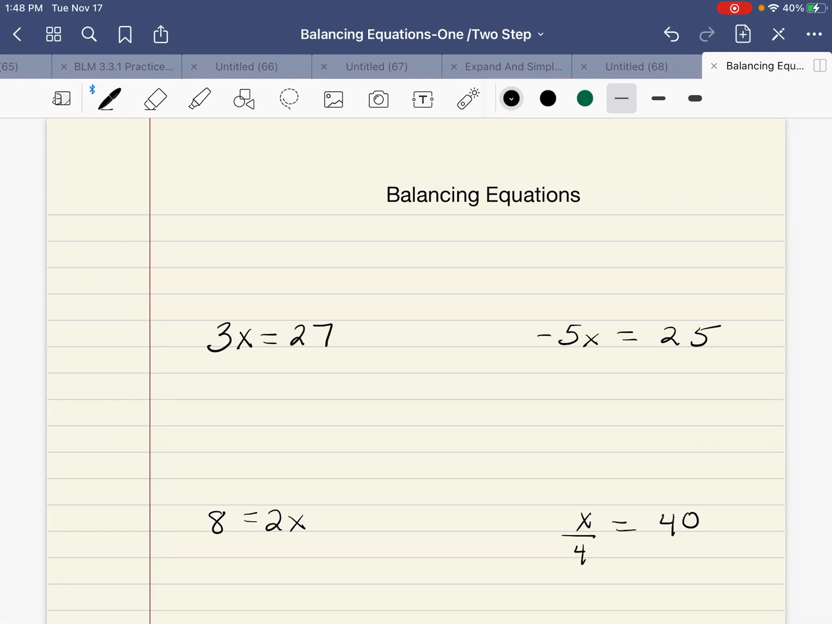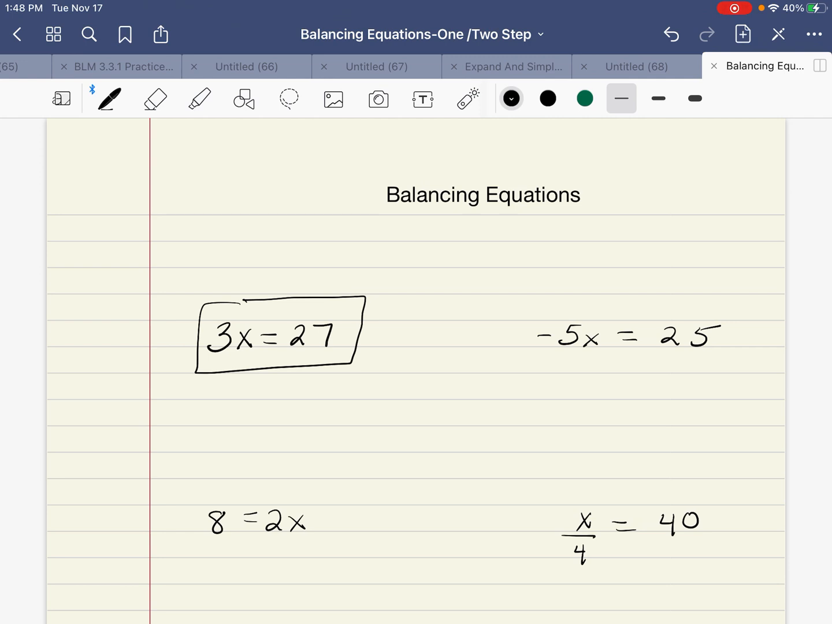Okay, in this video we're going to look at how to balance equations. When you're balancing equations, you're trying to solve for the variable. If we look at this first example, 3x equals 27. We know this means 3 times some number equals 27, and we can inspect that and see it's 3 times 9 is 27.